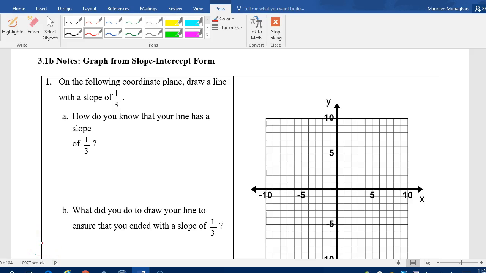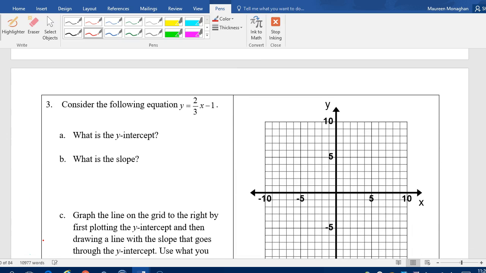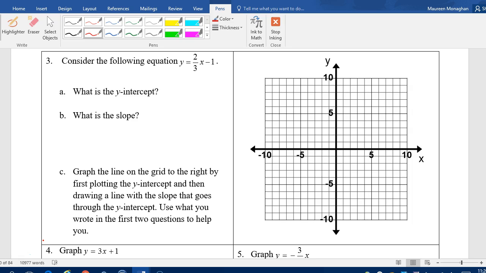The purpose of today's lesson is to graph from slope-intercept form. So we're going to do the reverse of what we were doing last lesson. I'm going to skip to number 3. Consider the following equation: y equals 2/3 x minus 1.